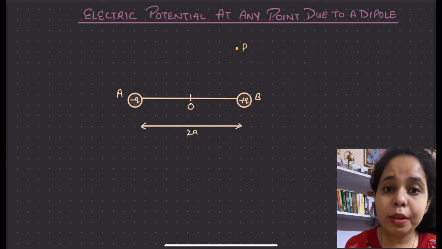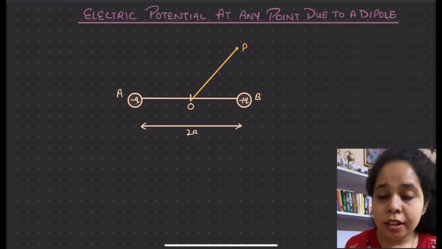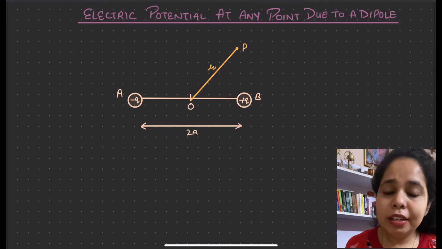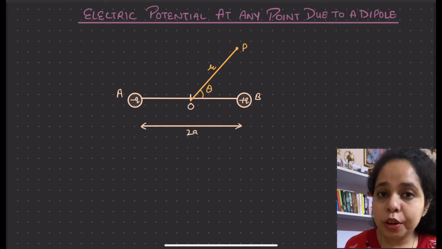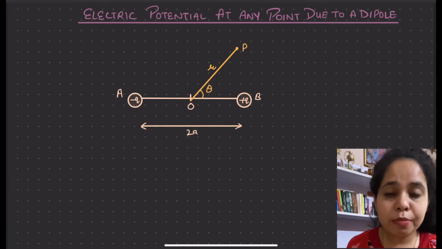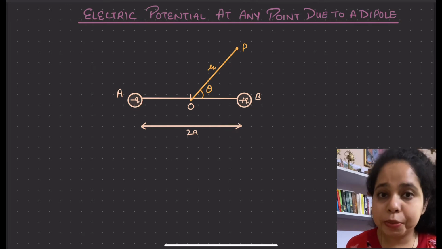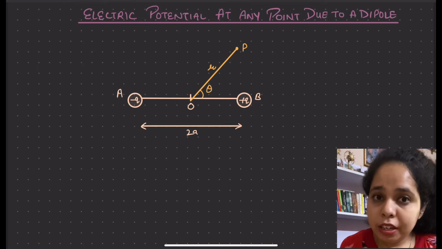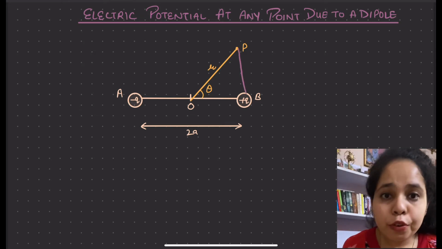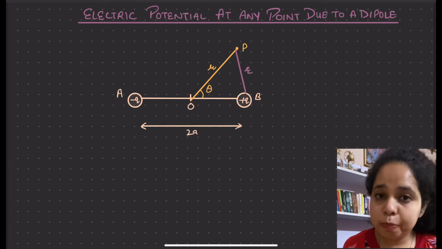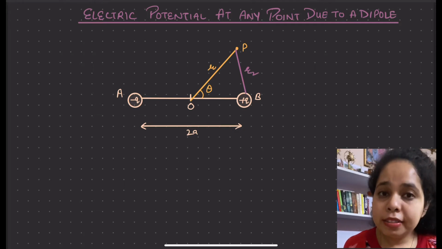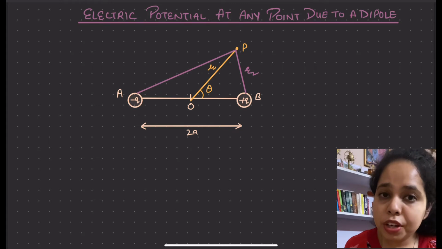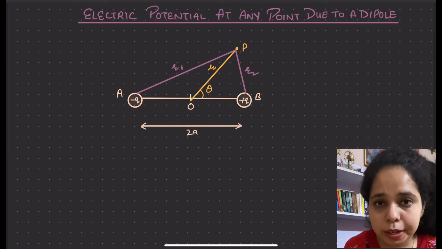Let us join the point P with O and mark this distance as r, such that this OP line is making an angle theta with the dipole moment, that is minus q charge to plus q charge. Now we will suppose that this point P is at distance r2 from plus q charge, which is placed at point B, and this point P is at distance r1 from minus q charge, which is placed at point A.